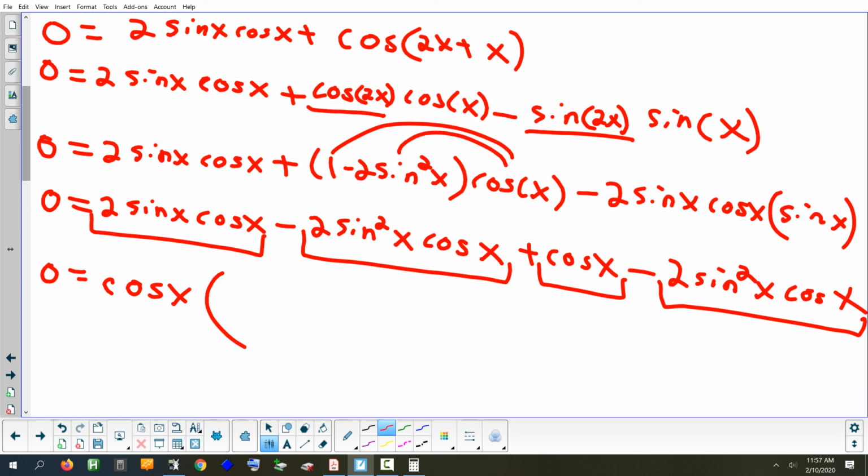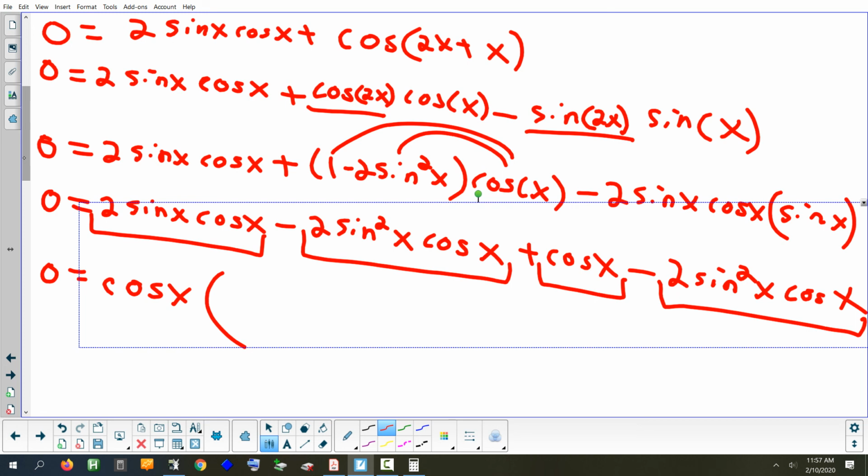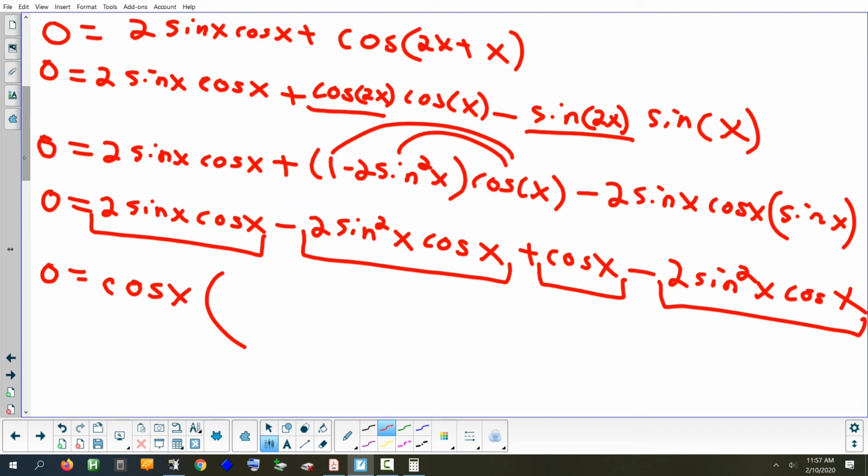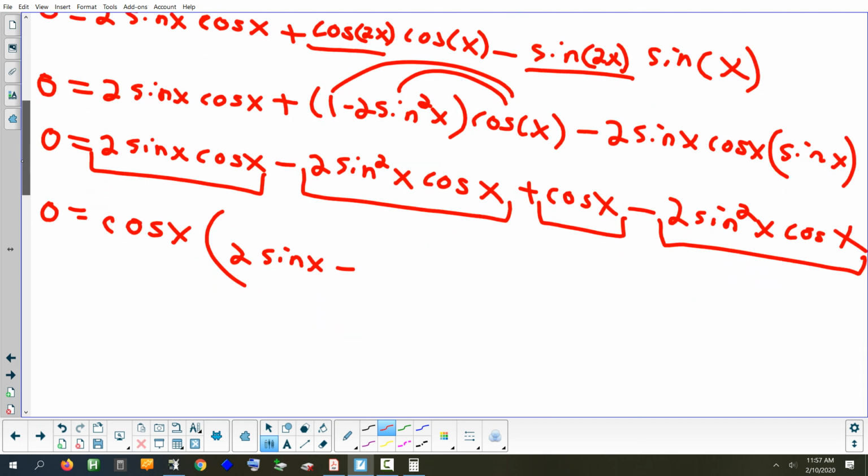I know I have some like terms I haven't combined yet. The second and the fourth brackets. I could write that as minus 4 sine squared cosine x. I'm not. I just didn't want to do it at the same time. What's left in the first term if you factor out a cosine? 2 sine x. What about the second bracket? 2 sine squared x. The third, plus 1. And the fourth, minus 2 sine squared x again.